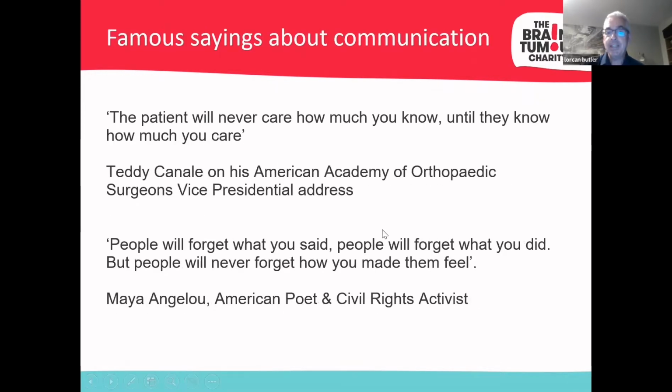When I was researching this article, I came across a couple of quotes, and these are the two ones that I like the best. One by the Academy of Orthopedic Surgeons: "Patients will never care how much you know until they know how much you care." And my probably favorite one is down at the bottom. "People forget what you said, people forget what you did, but people never forget how you made them feel." And from my personal perspective, I can remember numerous times when people say to me, "Oh, you dealt with my mum very well last time," or "My dad had cataracts and you spoke to him very well. You showed great compassion and empathy."